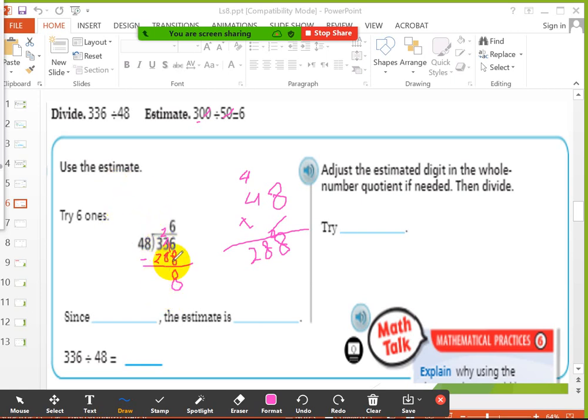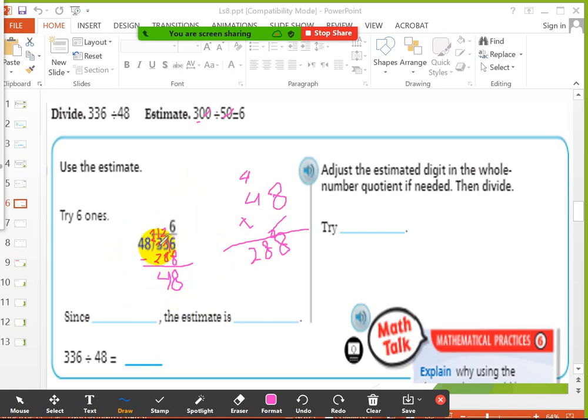2 minus 8. Can I take 8 from the 2? No. So I will borrow from the 3. It will be 2, and put 1 next to the 2. It will be 12. Now 12 minus 8, Larissa, equals 4. Okay, so look, the answer is 48. Can I divide 48 by 48? That means how many 48s are in this number? Not 6. I have another one.